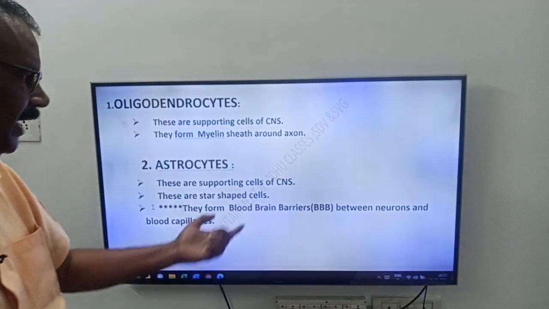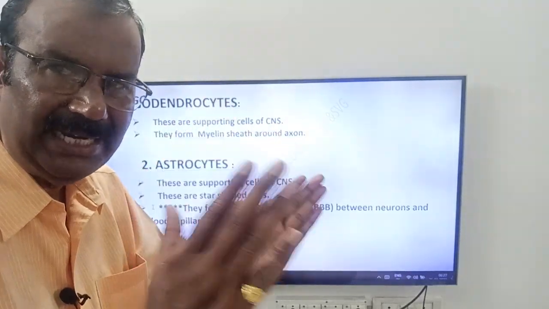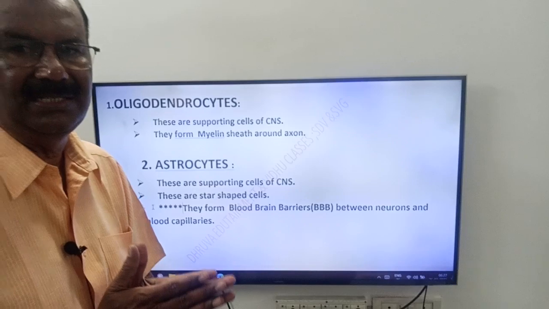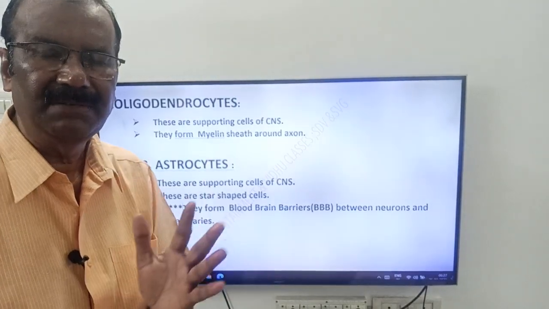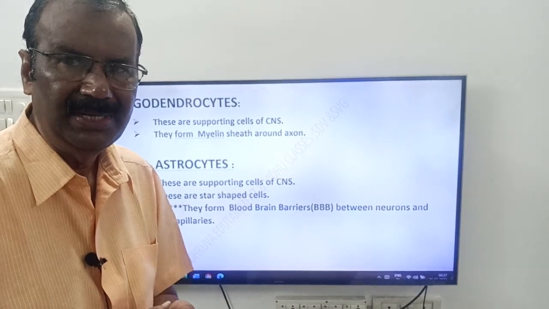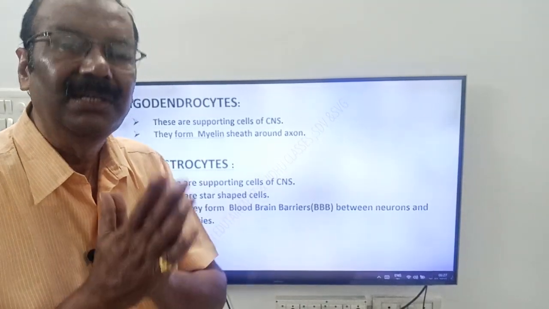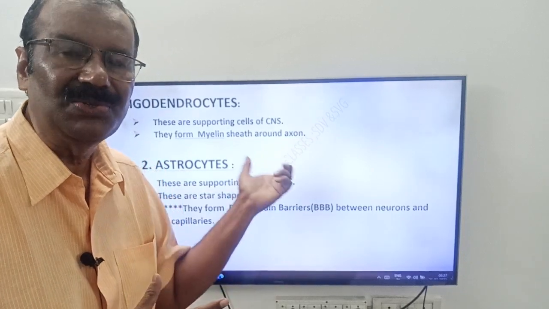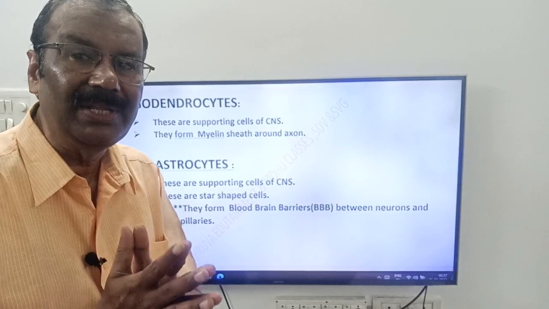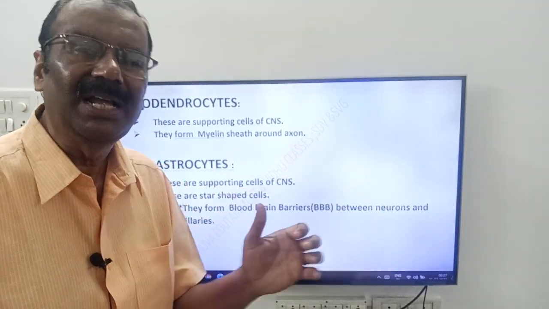They form blood-brain barriers, friends. The blood-brain barrier is between neurons and blood capillaries, friends. You know, friends, blood capillaries carry blood to the neurons or all body parts. In between nerve cells and blood capillaries, we have what, friends? We have astrocytes. They act as blood-brain barrier. They won't allow the harmful microorganisms into the brain or into the nerve cell.